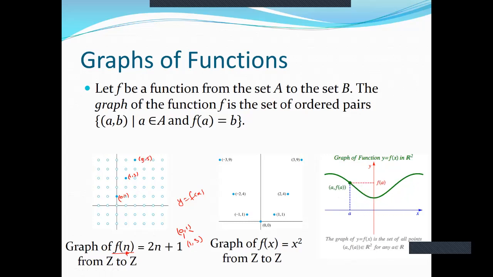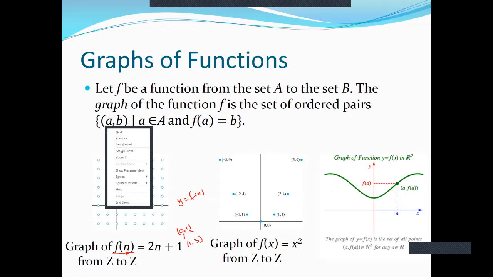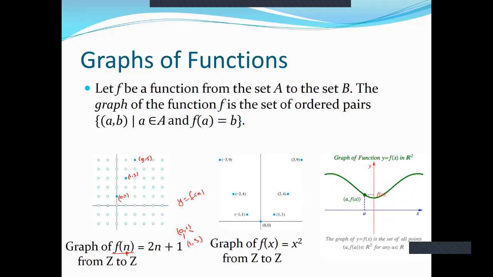Now let's substitute some negative values as well. For example, if I substitute negative 1, what happens? When x is negative 1, this becomes negative 2 plus 1, that is negative 1. So when x is negative 1, y is also negative 1. So I will get this point, that is (-1, -1), right?